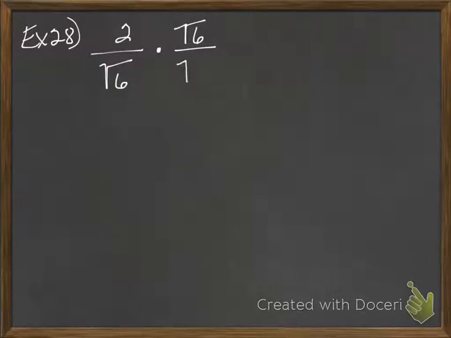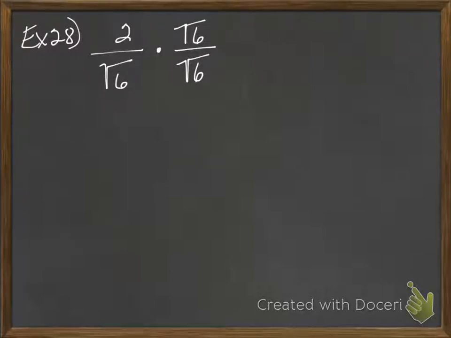Example 28. 2 divided by the square root of 6. We have a rule that says we can't have square roots in the denominator. So we're going to rationalize the denominator, which is just a really fancy word for saying that we're going to multiply by the square root of 6 over the square root of 6. So you just look at what's in your denominator and put that over itself, and that's what you're going to rationalize by or multiply by.